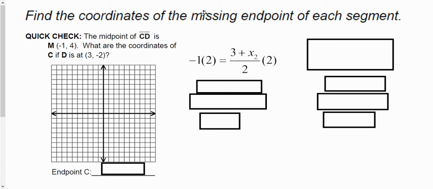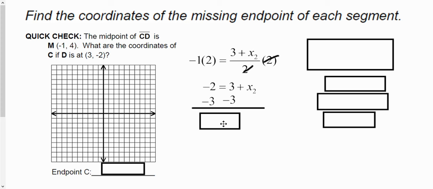It's still going to cancel out over here. That will cancel out our bottom. And what do we get? -2 equals 3 plus x. Subtract that 3 away, and we get the x coordinate is -5.